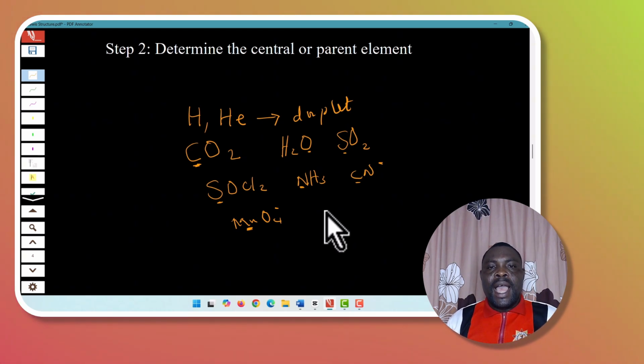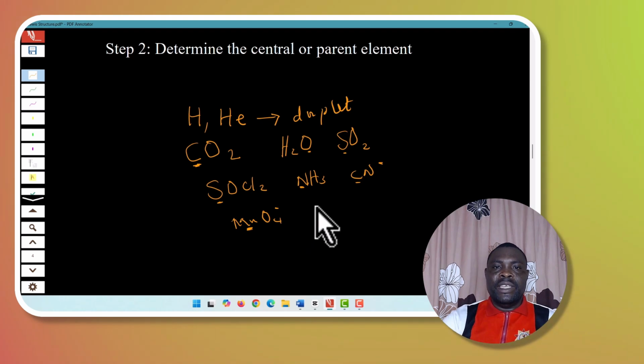Number one, hydrogen and helium cannot be a parent element. Number two, the parent element is the first element in any molecule beside hydrogen and helium. Number three, the parent element is the one fewest in number. Number four, the parent element is the most electropositive element. So that is how we determine the parent element.